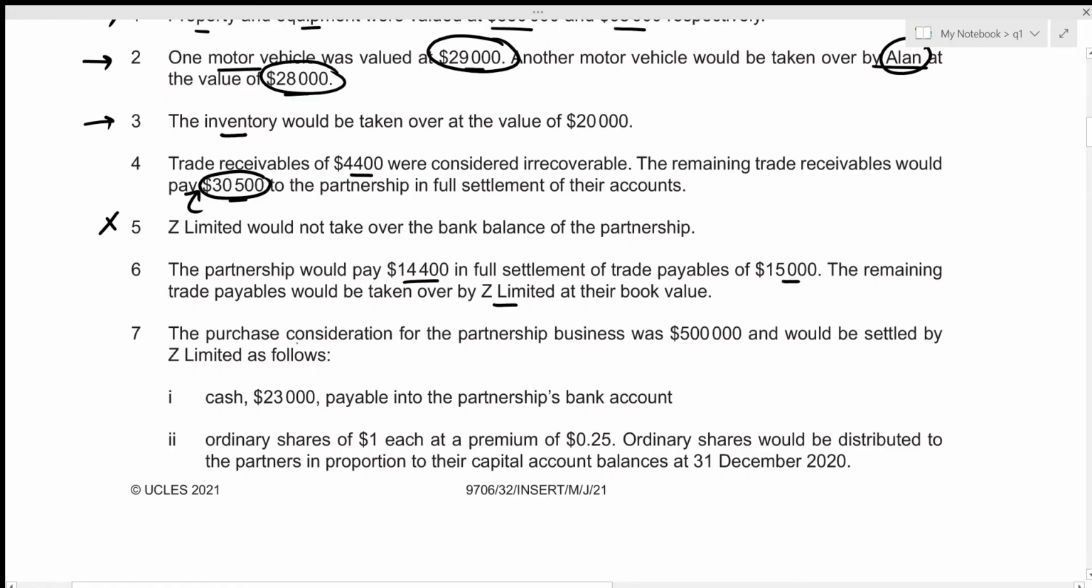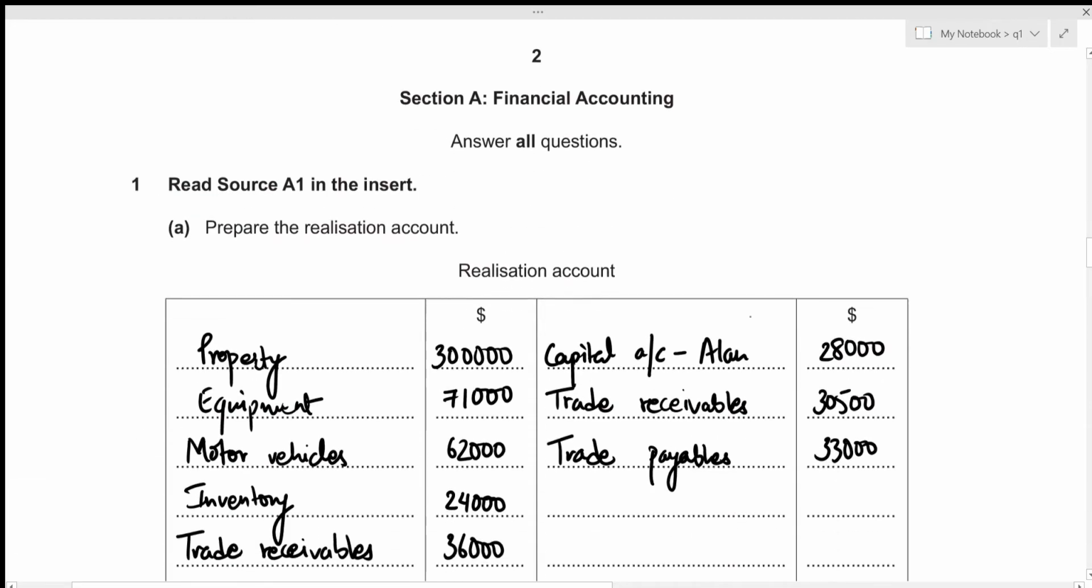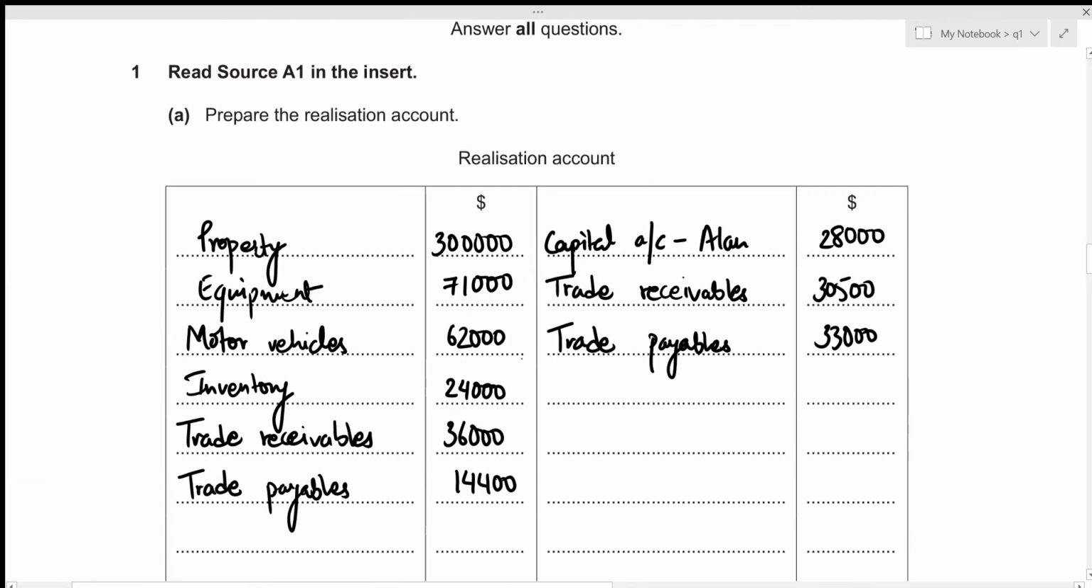Then we're told that the purchase consideration for the partnership business was 500,000, and this is the amount to be recorded on the credit side in the realization account. Let's record this. And since the purchase consideration is being paid by Z Limited, we can record it under their name. And this amounted to 500,000. Since we have included everything given in all of our additional information, we can move towards figuring out whether there was a profit on realization or loss on realization.